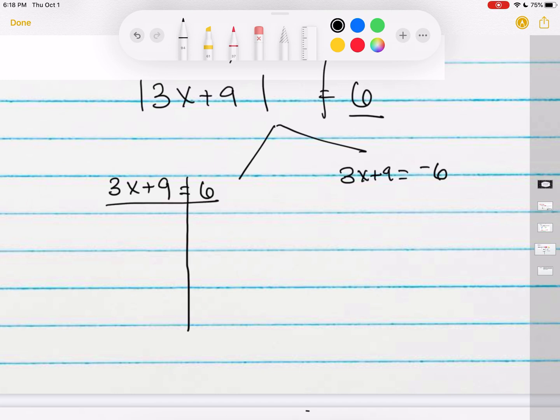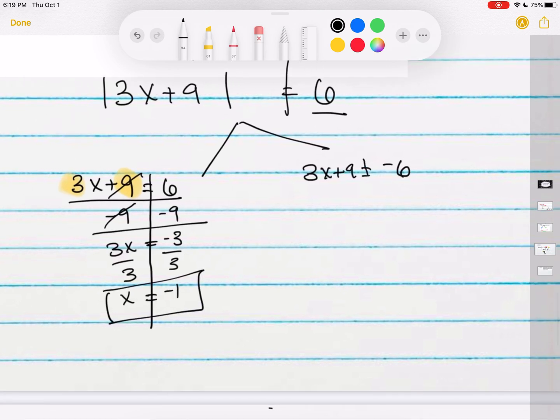Well, 3x plus 9 equals 6. The things in the way are 3 and 9. 3 is my best friend, so I'm going to get rid of the 9 first. And how do I do that? I subtract 9, because it's adding 9. So I'm left with 3x equals, well, 6 plus negative 9 is negative 3. Then what do I need to do? It's 3 times x, so I'm going to divide by 3 on both sides. And I'm left with x equals, well, negative 3 divided by 3 is negative 1.